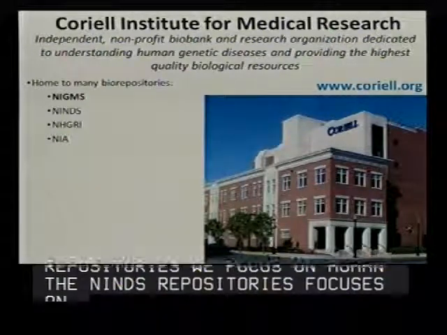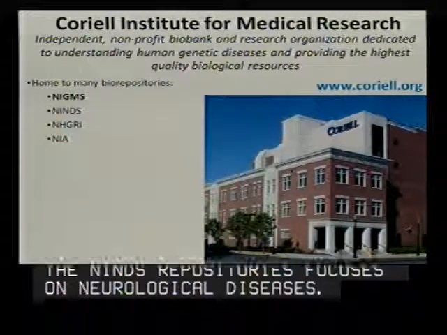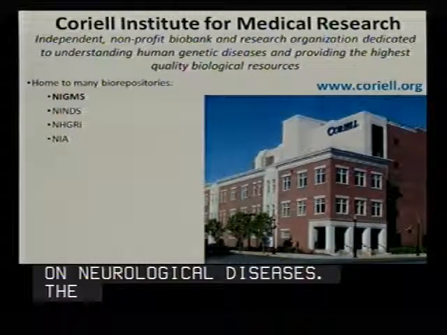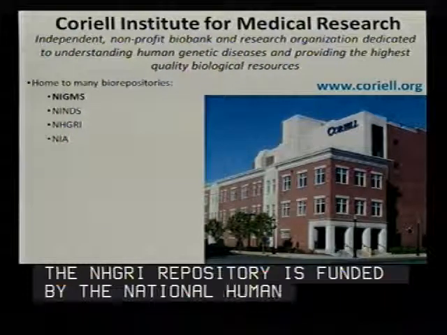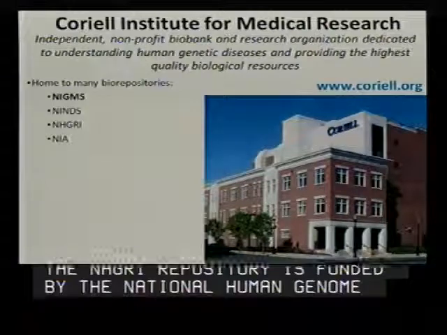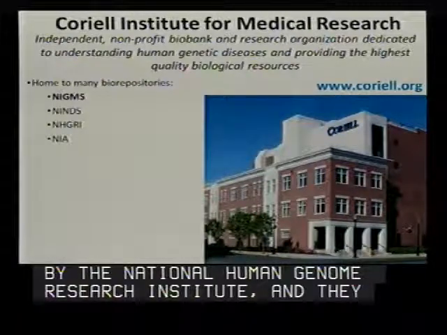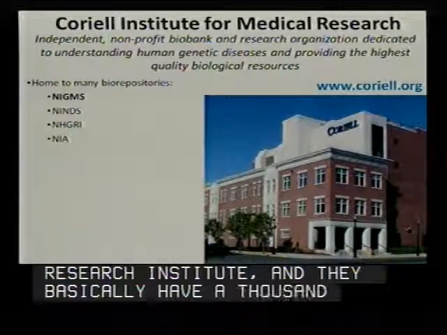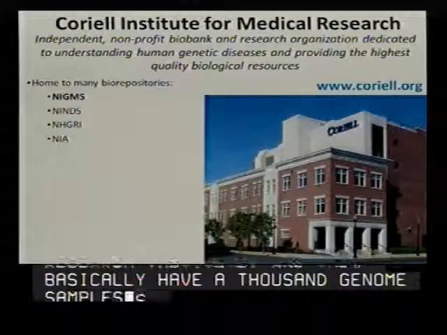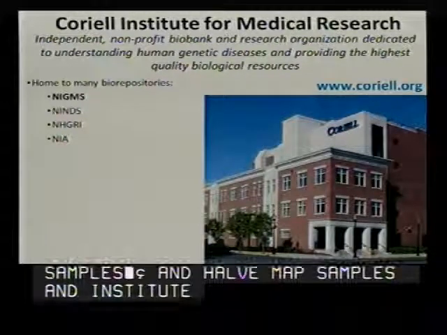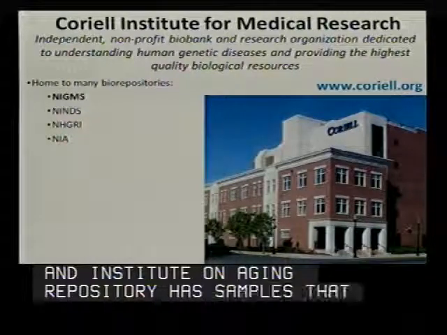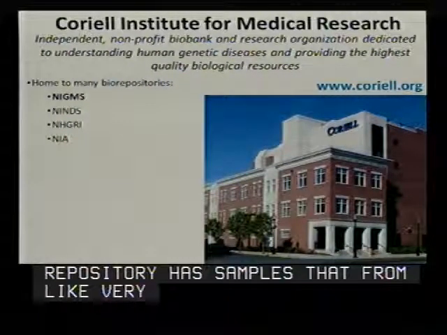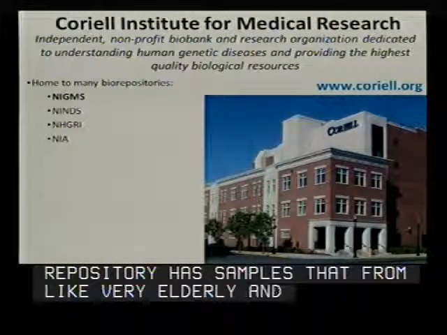The NHGRI repository is funded by the National Human Genome Research Institute, and they basically have the 1,000 genome samples and HapMap samples. And the NIA, or National Institute on Aging repository, has samples from very elderly individuals and such, and diseases related to aging that can be used for that type of research.